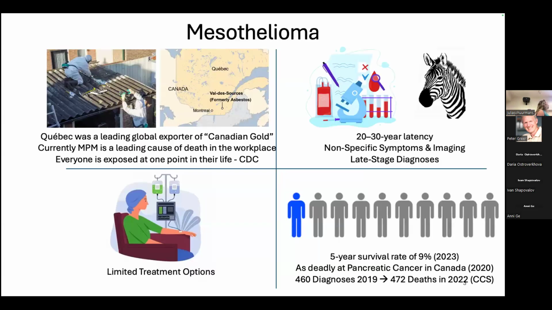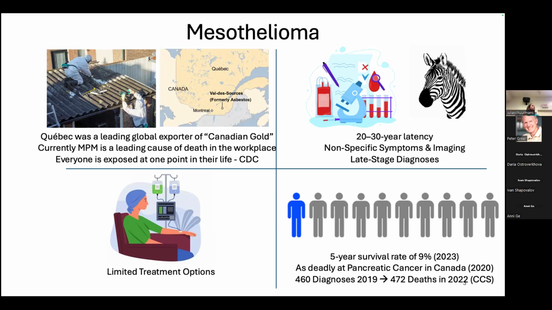Mesothelioma is primarily caused by exposure to asbestos. Asbestos has a very, very long history within Canada, because we were once a leading global exporter of what was called Canadian gold. It was largely mined in Quebec. There were many mines across Quebec, and one town was even called Asbestos for quite a while, until a recent name change due to the negative connotations of asbestos today. Mesothelioma is still a leading cause of death in the workplace because many of our buildings still contain asbestos to this day. So there is still exposure on the daily work site, and the CDC has even stated that everyone is exposed to asbestos at some point in their lifetime.